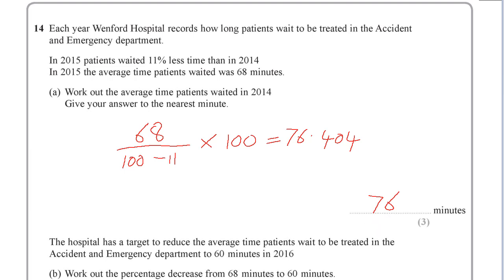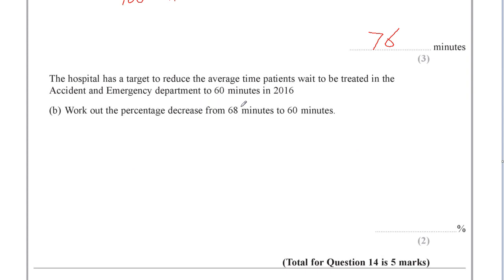And part B now. The hospital has a target to reduce the average time patients wait to be treated in the accident and emergency department to 60 minutes in 2016. Work out the percentage decrease from 68 minutes to 60 minutes. Right, 68 minutes in this case represents the 100%. So if we find 1% first of all, and then we divide this into 60, find out what percentage that is.